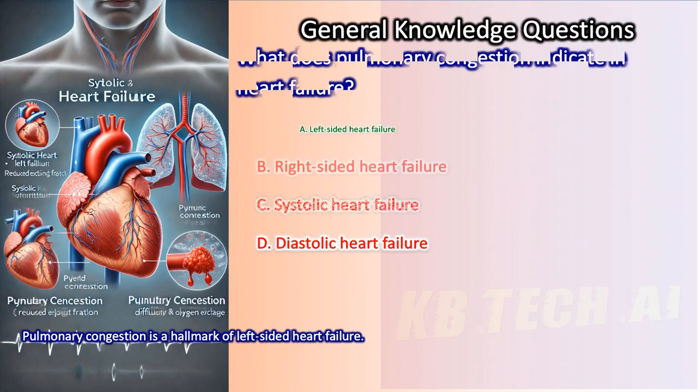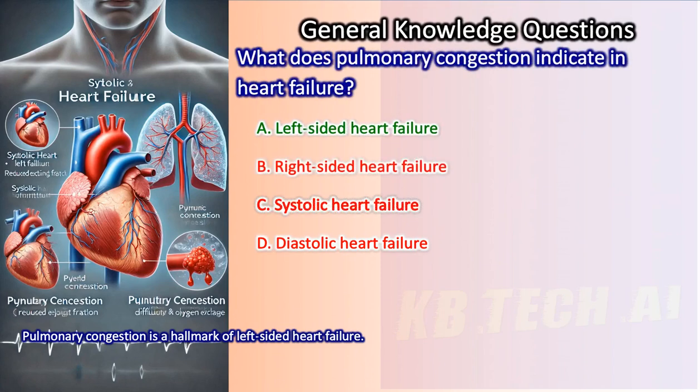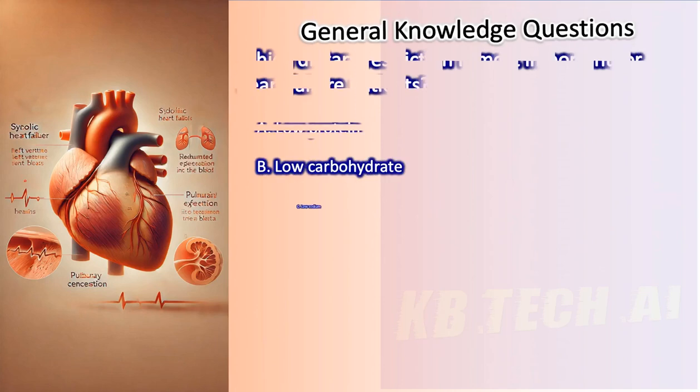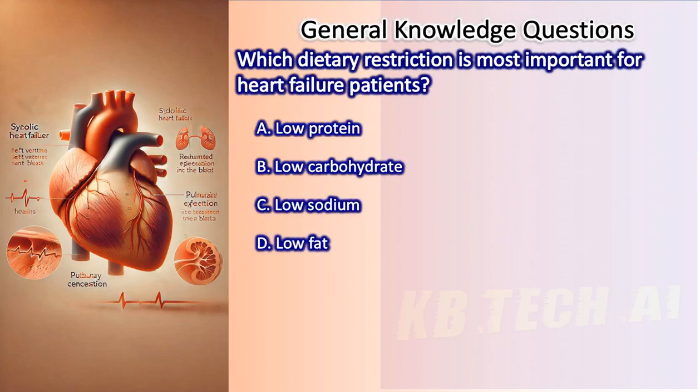The answer is option 1. Left-sided heart failure. Which dietary restriction is most important for heart failure patients? Option 1. Low protein. Option 2. Low carbohydrate. Option 3. Low sodium. Option 4. Low fat.